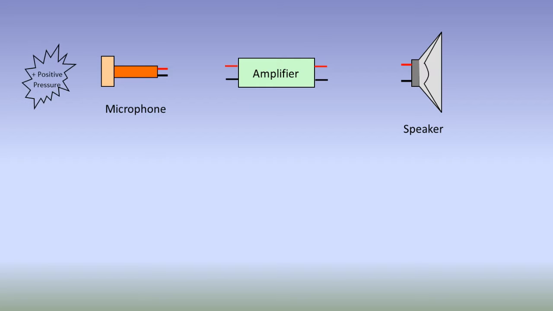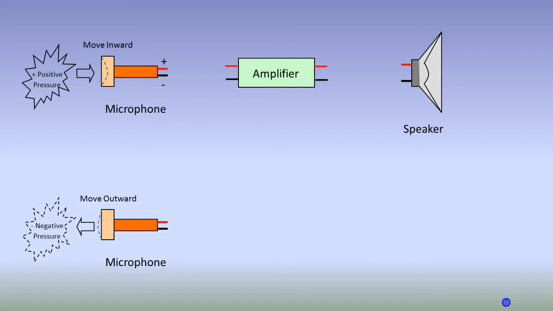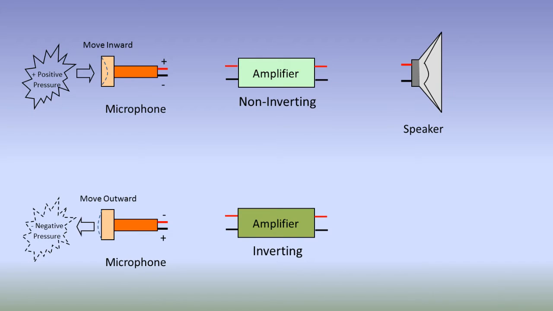A positive pressure before the microphone will push the microphone diaphragm inward and produce a positive potential at its positive terminal. A negative pressure before the microphone will pull the microphone diaphragm outward and produce a negative potential at its positive terminal. An amplifier can be non-inverting and inverting. For a non-inverting amplifier, a positive input pulse will result in a positive output pulse and vice versa. On the contrary, for an inverting amplifier, a positive input pulse will result in a negative output pulse and vice versa.